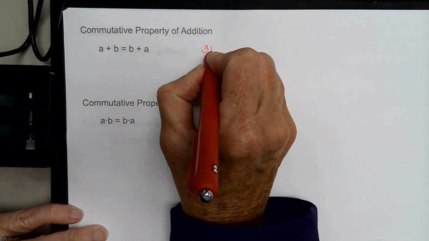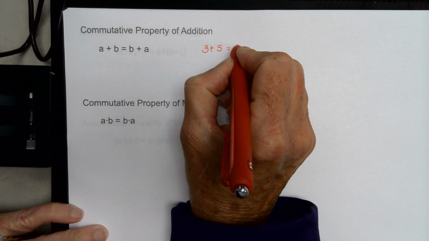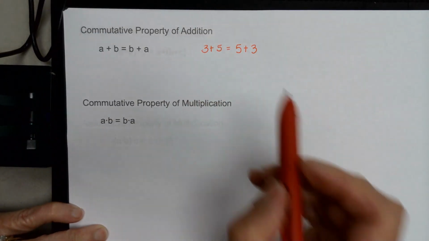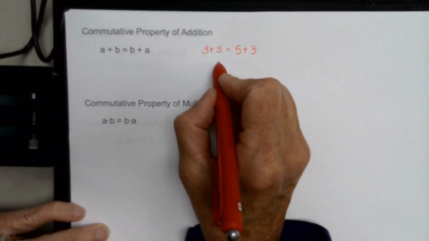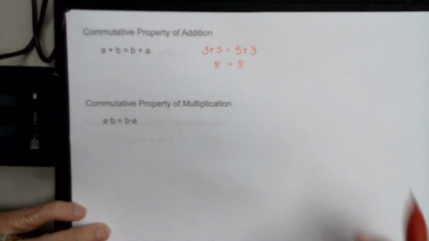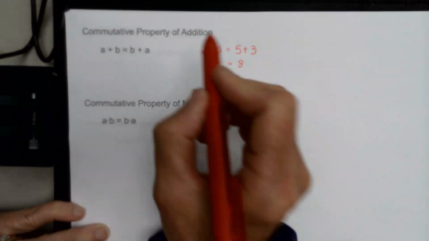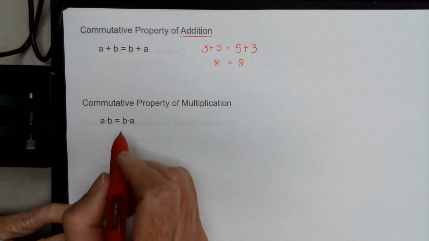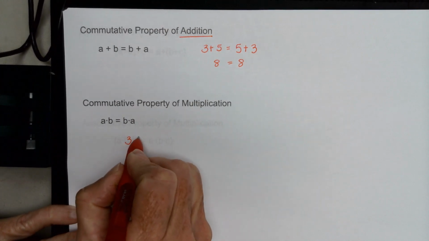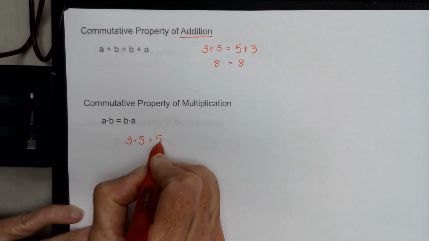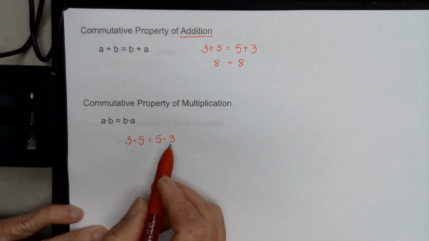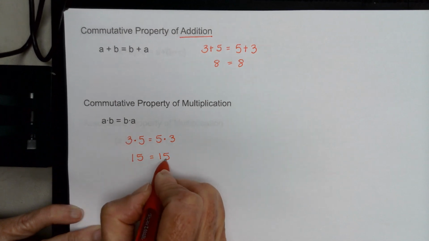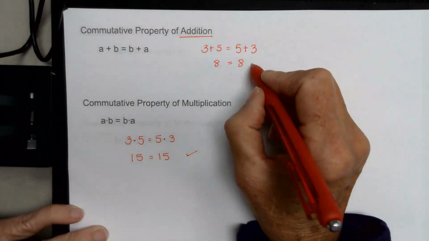So 3 plus 5 is the same as 5 plus 3. On the left-hand side, that would be equal to 8, and the right-hand side would be equal to 8. Now, this is the commutative property of addition. You also have a commutative property of multiplication. 3 times 5 equals 5 times 3. You can switch the order. So I have 15 is equal to 15, and I know that that is correct.